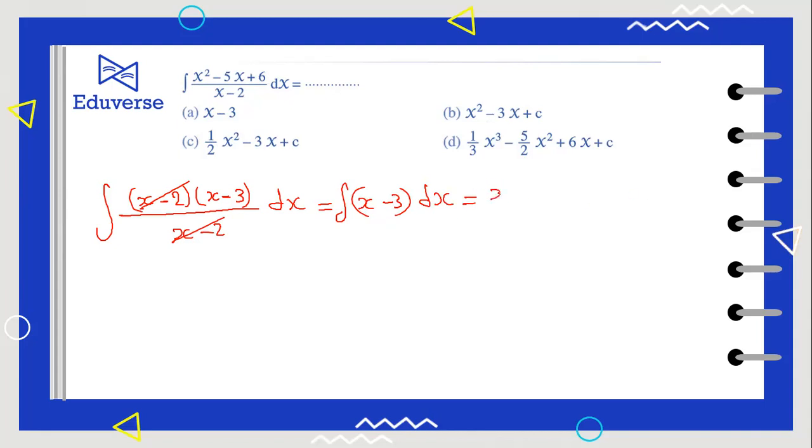X, I will add the power 1 and divide by the new power. Minus 3 is a constant. Any constant, if I want to integrate it, just put x next to it, 3x. Don't forget a constant. Half x squared minus 3x plus a constant. That's one. This one, number C.